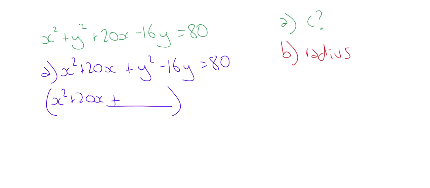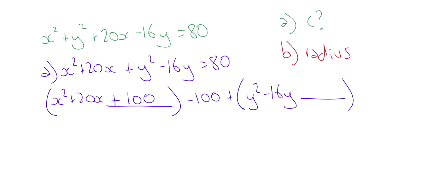Remember, halve this and square it, right? So half this is 10, 10 squared is 100. And if I've added 100, I need to take away 100. All right, now I'm going to deal with my y's. Plus y squared minus 16y. What belongs here? 64, right? Half of this is -8. Squared is 64. So I need to subtract 64 and it still equals 80.